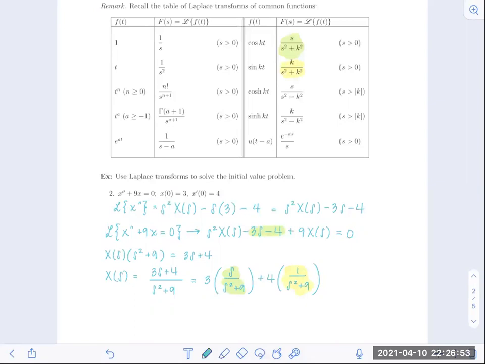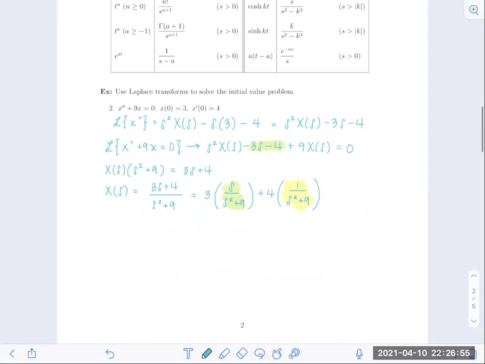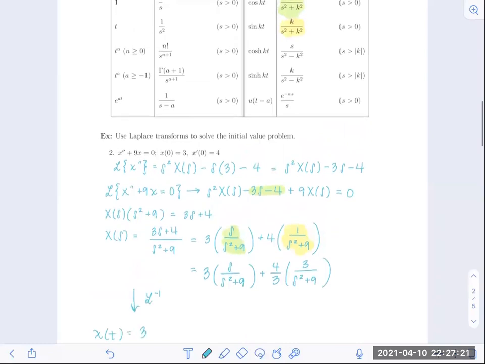So I'm going to force a 3 on the numerator, but I'm going to pay for it by dividing by 3 as well. So I'm just rewriting my first term, and then I'm going to write this as 4/3 times 3 over s squared plus 9. And now I can apply the inverse transform. And I conclude that x of t is 3 times, here again, looking up top, that was a cosine of 3t.